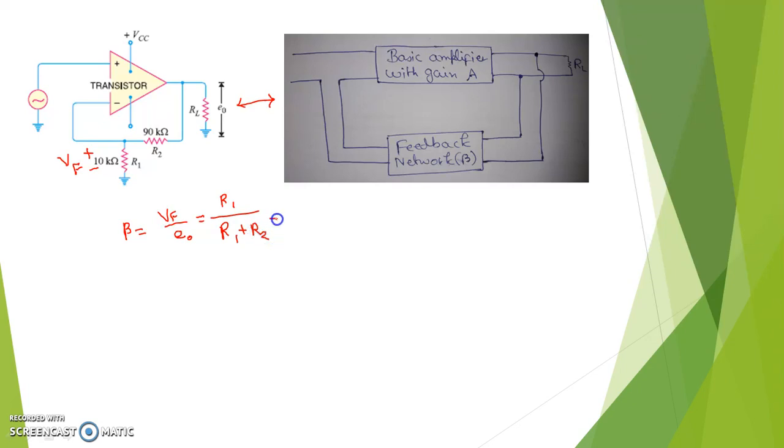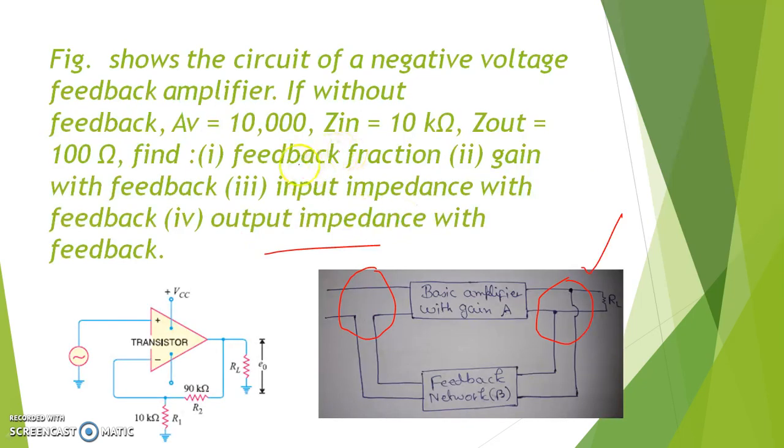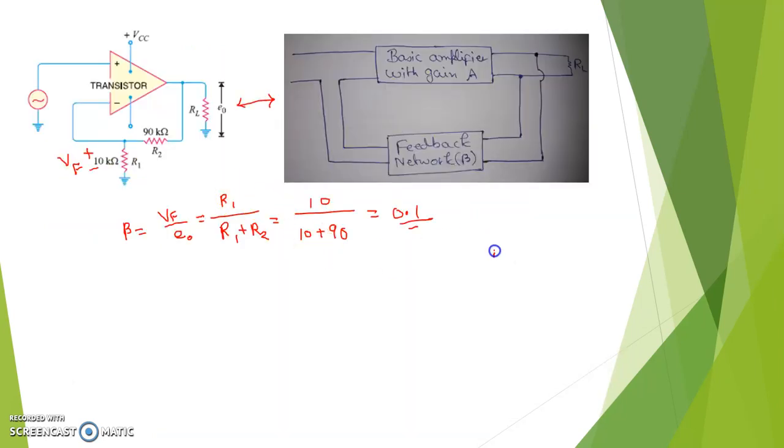Clear? Now what is R1? R1 is 10 kilo ohm, plus what is R2? R2 is 90 kilo ohm. So units will be cancelled and, solving with a calculator, you will get beta as 0.1. Clear? So we got the feedback factor as 0.1. So first of all, this is the feedback fraction we got, that is 0.1. Then gain with feedback. So what is the formula for gain with feedback? That is A by 1 plus A beta.